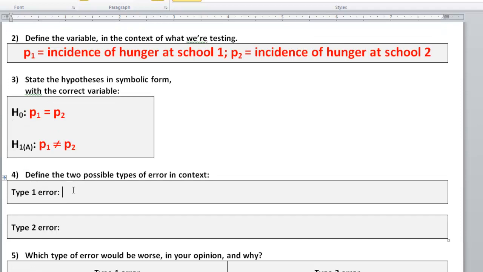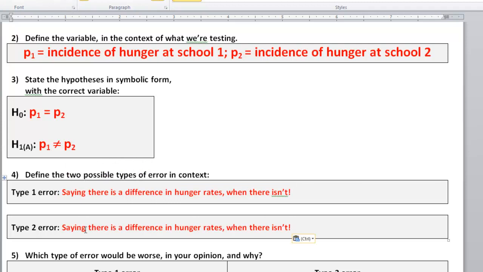Two types of error. The first type of error would be saying there is a difference in hunger rates when there isn't. So we're going to make that red so it stands out. And then type 2 error would be saying there isn't a difference in hunger rates when there is. I'm having a hard time with punctuation here, isn't. All right, so which type would be worse in your opinion?